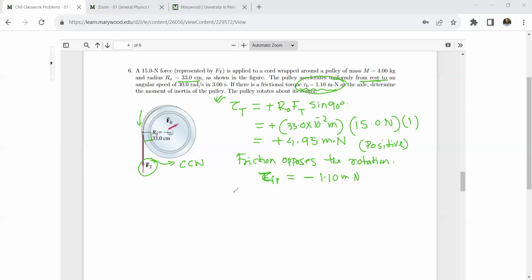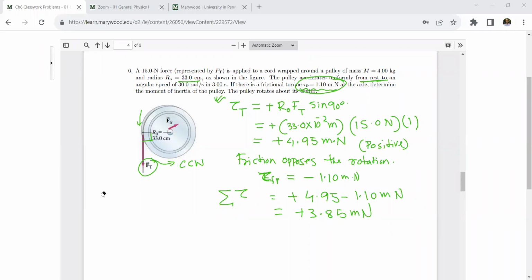Then the net torque will be plus 4.95 minus 1.10 meter Newton, and that is plus 3.85 meter Newton. So this is the net torque. We normally use this symbol, not net. So let's use this.